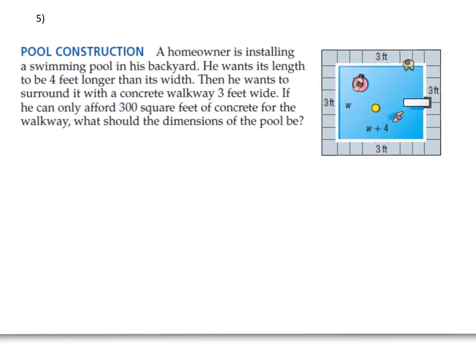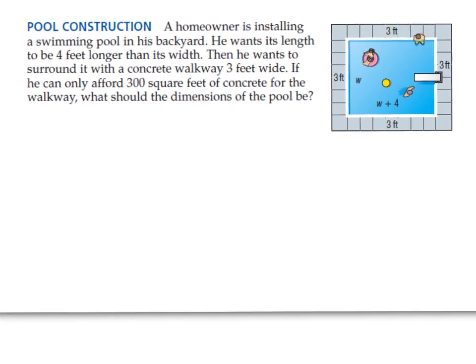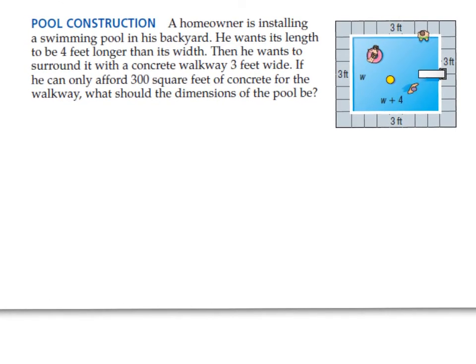Now, we've got to put our thinking caps on a little bit on this one. Okay, a homeowner is installing a swimming pool in his backyard. He wants its length to be 4 feet longer than its width, and they've already set that up for you. Here's the width. 4 feet longer would be W plus 4. Then he wants to surround it with a concrete walkway of 3 feet, and so they show you adding 3 to each side. If he can only afford 300 square feet of concrete for the walkway, what should the dimensions of the pool be?